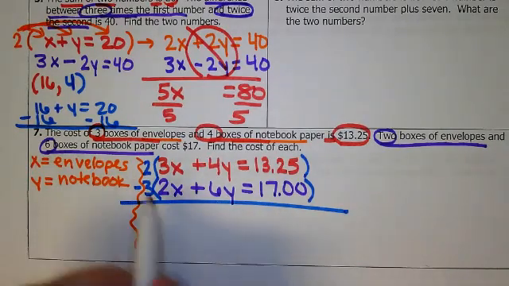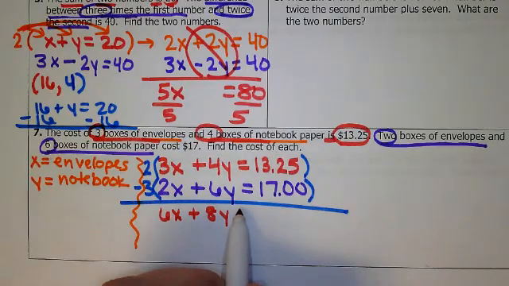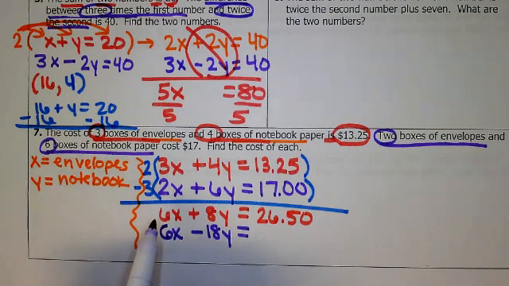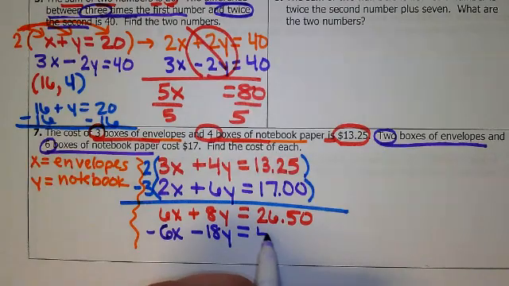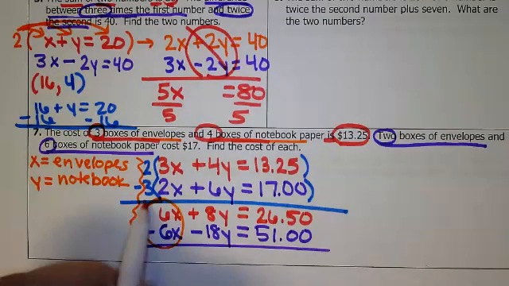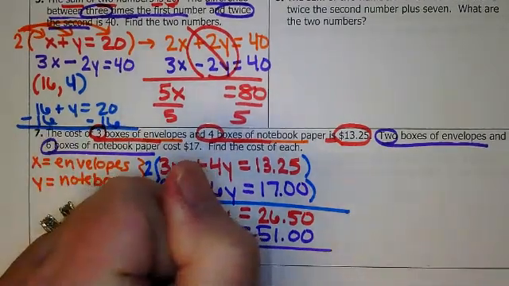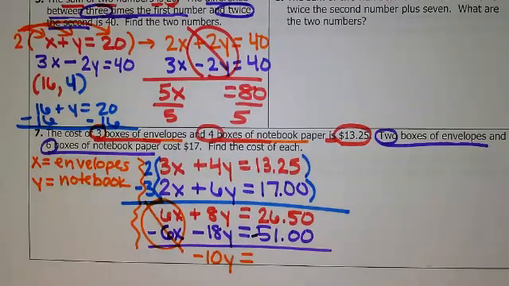So top one will be 6x plus 8y, and 13 times 2 is 26.50. And then -3 times 2x, that would be -6x minus 18y. And 3 times 17 is, oh man, 17. 3 times 17 is 51. And now I can go ahead and combine them. So this will equal our 0 that we need. Positive 8, negative 18 would be a negative 10y. And, oh, don't forget my minus, I'm sorry. That's a negative right there. So 26.50 minus 51, people.